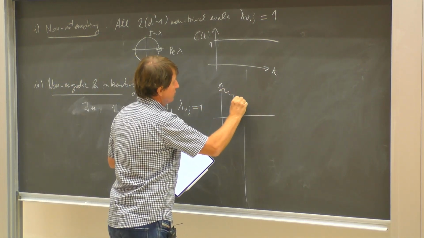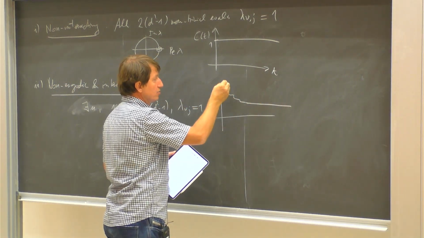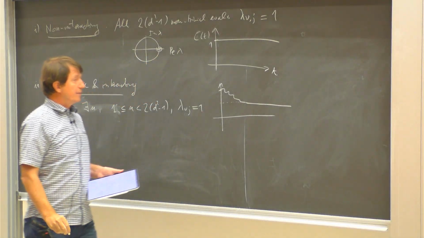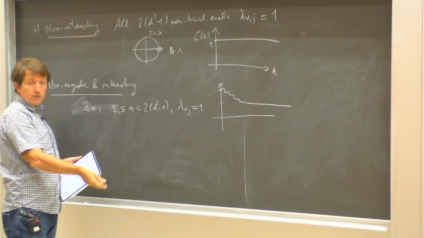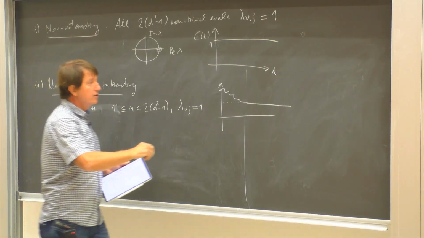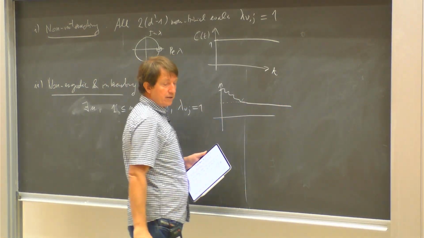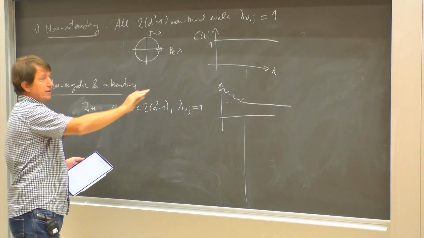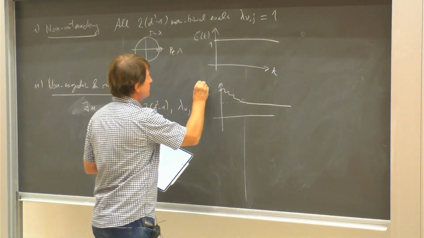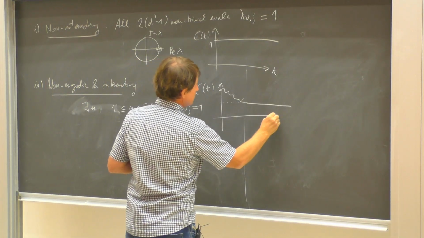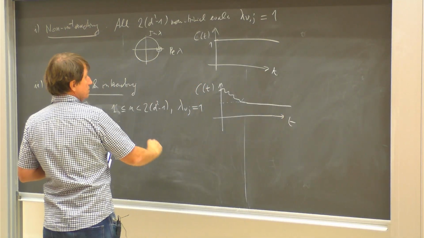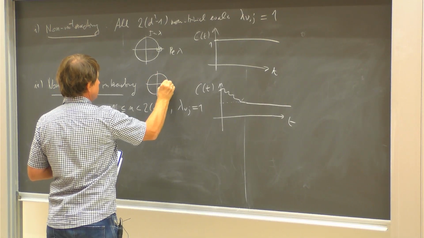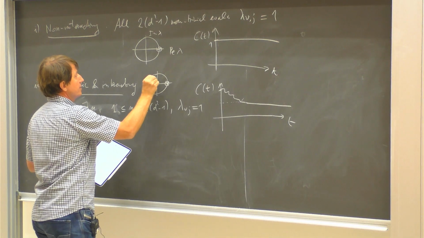So the correlation function will decay, but it might do some oscillation. This depends on whether these additional eigenvalues are on the unit circle or within the unit circle. If they are on the unit circle, there could be some persistent oscillations. But let's not complicate too much. Generically, they are inside the unit circle, so we'll have a picture like this. There is a bunch of eigenvalues here, but then there are some inside.